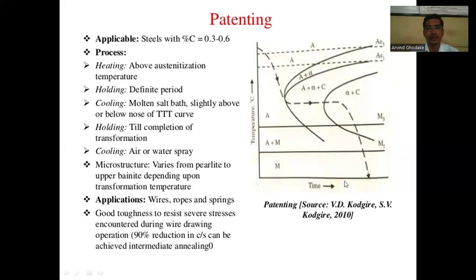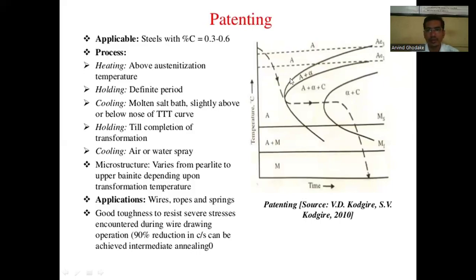Then you can see the graphical, or diagrammatic, representation of the patenting heat treatment process. Here on the x-axis there is time in seconds, from 0 to 10,000 or 20,000 seconds depending, or in hours. Then on the y-axis there is temperature in degrees Celsius. Initially you can see the different temperature lines: here the AC3 or A3 temperature line, then the AC1 temperature line, this is the martensite start temperature, and this is the martensite finish temperature.